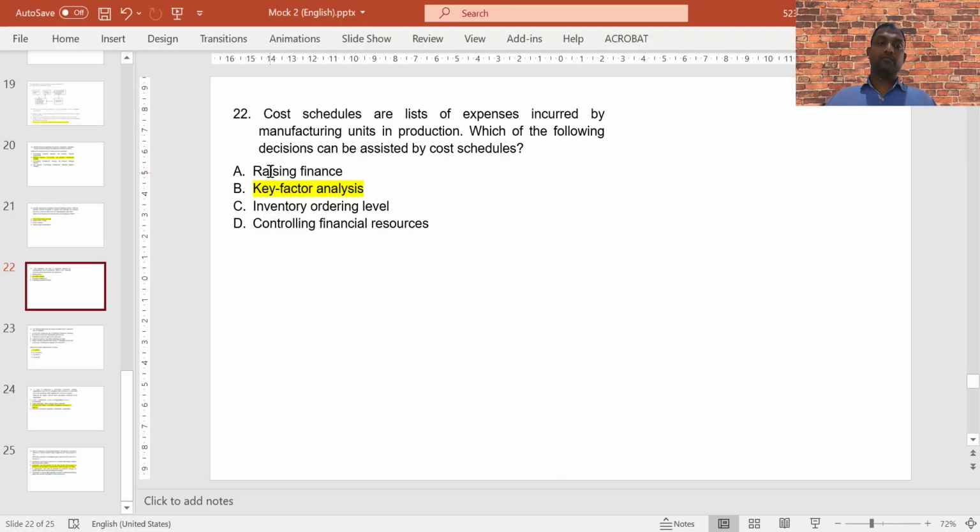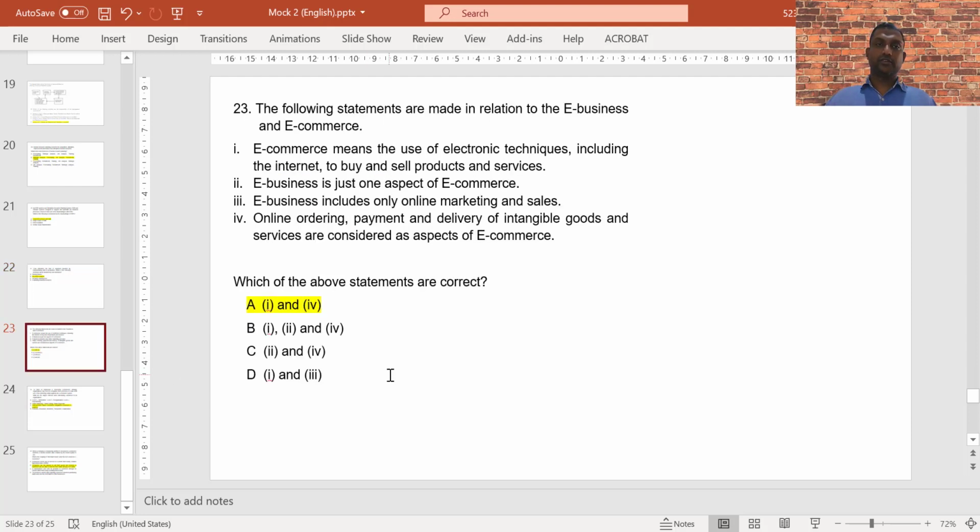So if you look at the 4 answers, raising finance, key factor analysis, inventory ordering level, controlling financial resources, the only correct one is key factor analysis, which is the second answer. Let's move into question number 23.